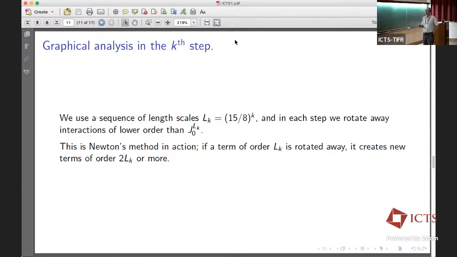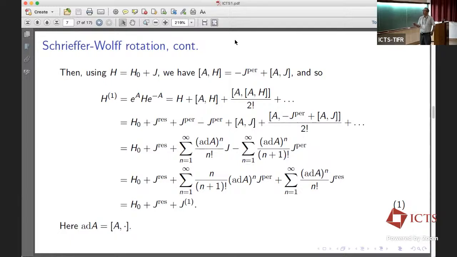Okay, so when we do the graphical analysis, as I hinted at earlier, we use a sequence of length scales. In each step, we rotate interactions that are lower order than J0 to the LK. So this is a kind of Newton's method, slightly slower than quadratic convergence. As a function of K, the residual interactions are being driven to zero extremely rapidly, much more rapidly than an exponential in K. It's a double exponential in K, in fact. So this is Newton's method: if a term of order LK is rotated away, it creates new terms of order 2LK or more. Remember these rotations, let me go back to the earlier slide here. I'm using this formula for my rotations, and the linear terms disappear, and we're left with terms like AJ, which are quadratic in J0, plus some energy denominators.